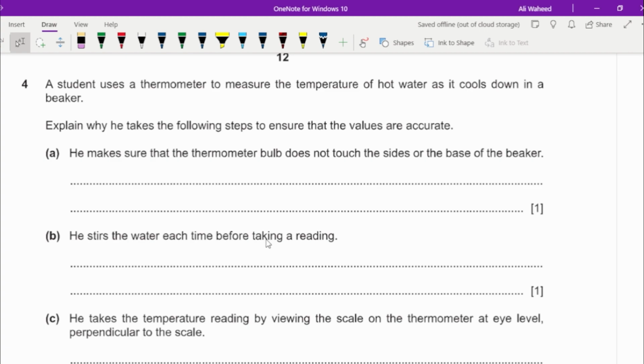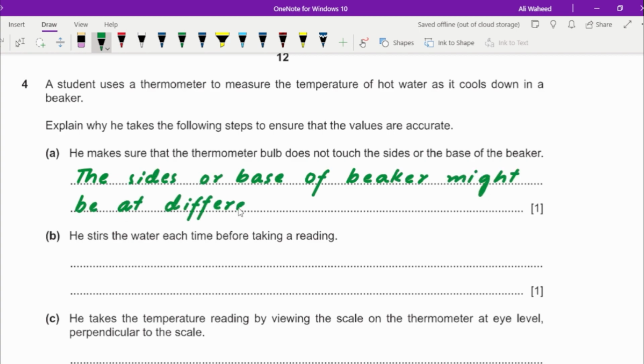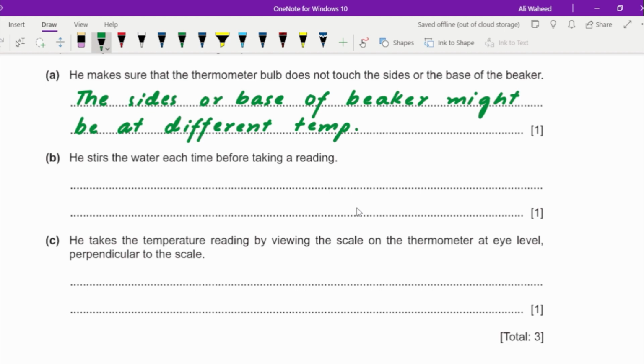So the thing is, we're trying to measure the temperature of the hot water, and we should be dipping the thermometer directly in the hot water. The sides of the beaker or the base of the beaker might not be at the same temperature as that of the hot water, because the thermal equilibrium state might not have been reached yet. So the sides or the base of the beaker might be at a different temperature. Alright, moving on to the next one.